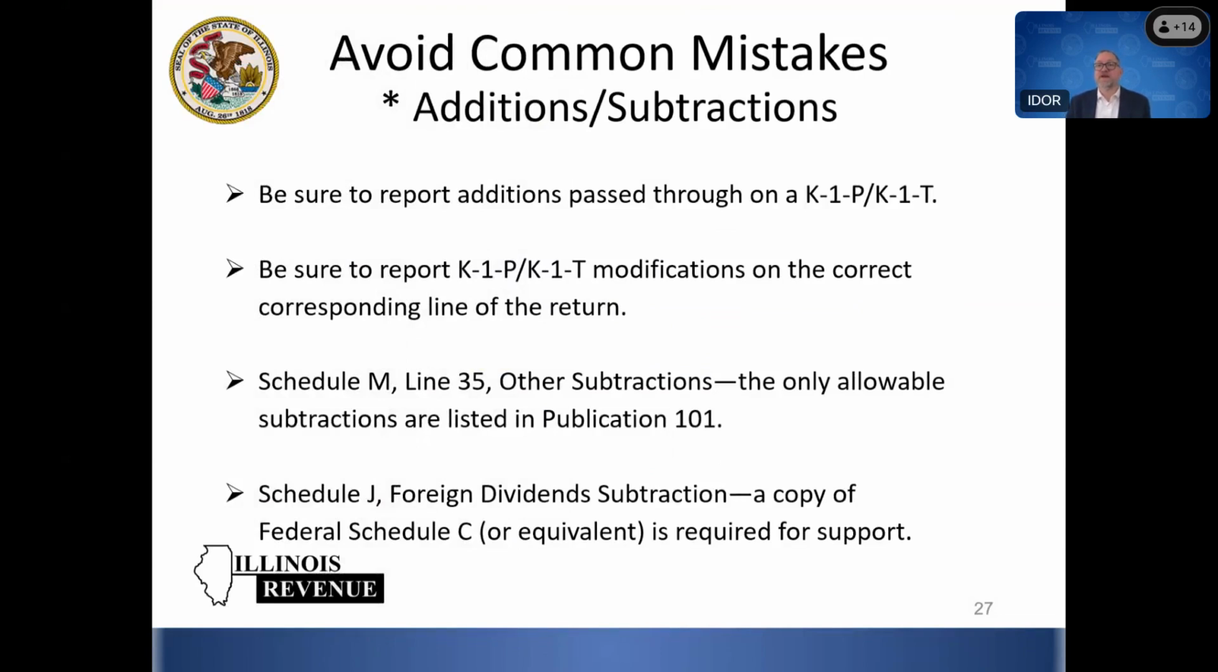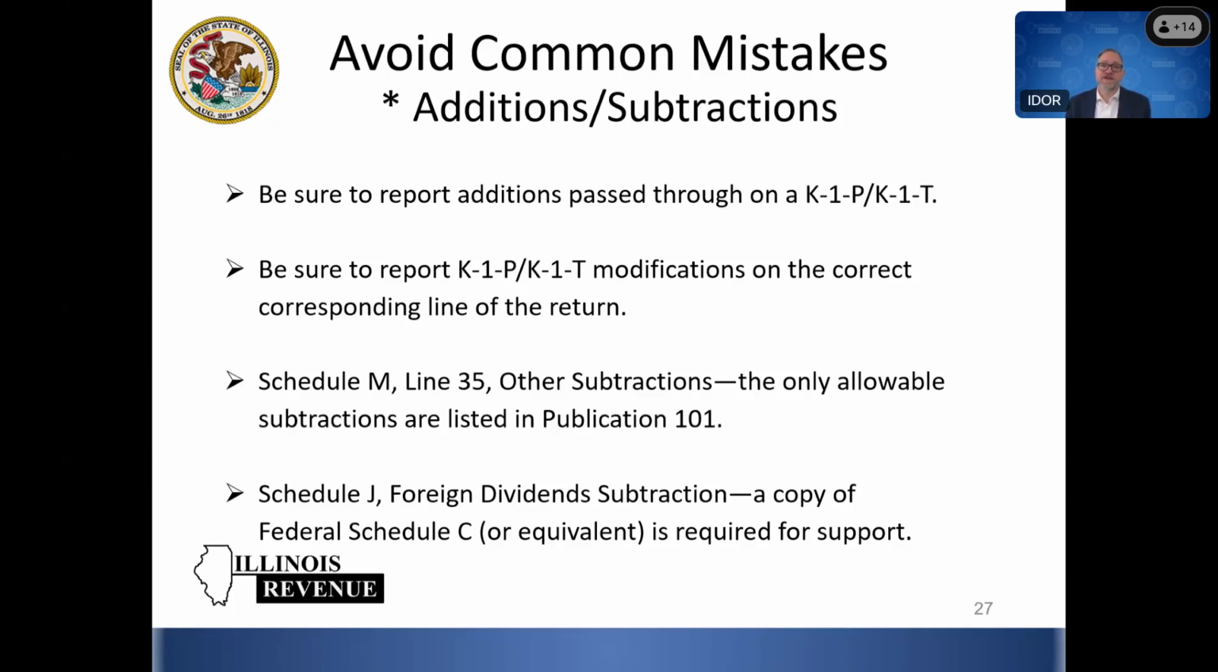Now, here are some common errors related to the additions and the subtraction modifications in the return. If there happens to be an addition on a Schedule K1P or K1T that you have received, that amount must be reported on the return. Also, when you're reporting a modification from a K1P or a K1T, make sure it's either reported on the correct line of the return or on the corresponding schedule for the correct line of that schedule.